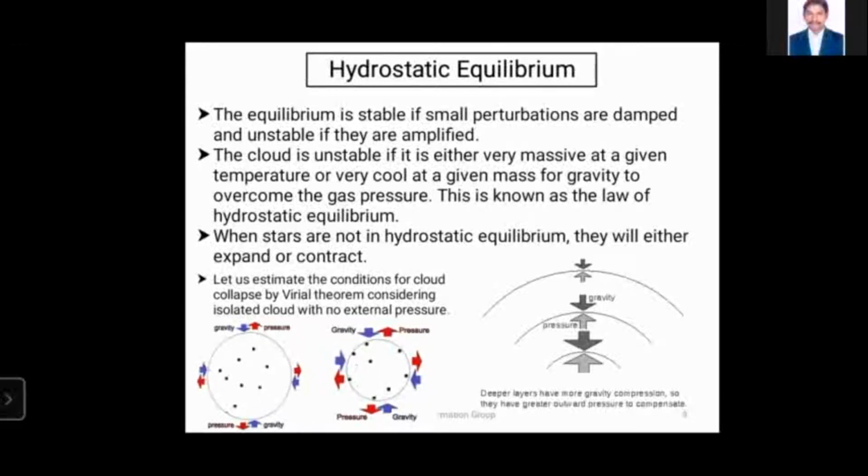The first figure on this slide shows that gravitational compression is balanced by outward pressure during hydrostatic equilibrium. The diagram in the middle shows that greater gravity compresses the gas, making it denser and hotter, so the outward pressure increases. The last figure shows that deeper layers have more gravitational compression, so they have greater outward pressure to compensate.